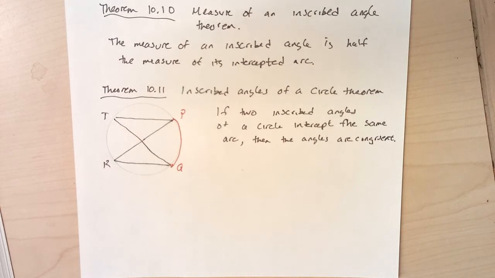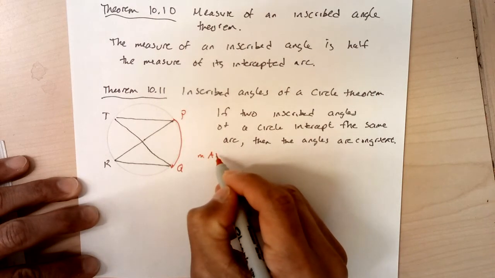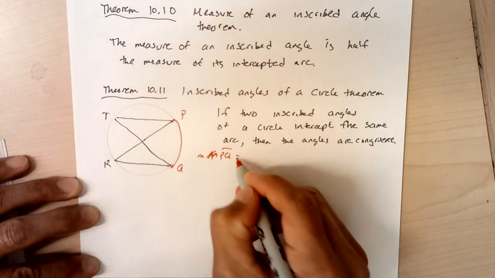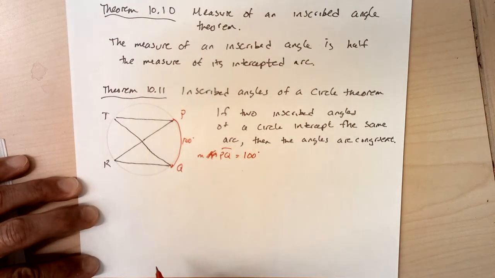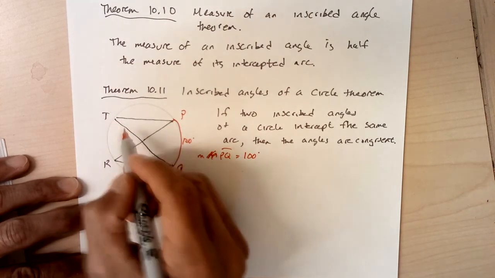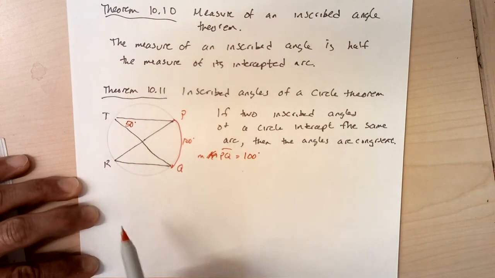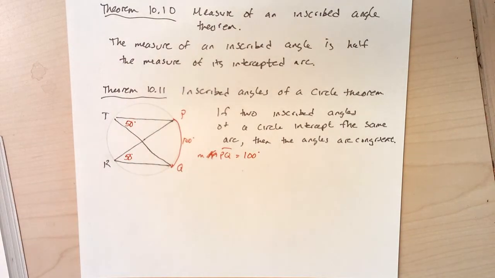If I were to go over a specific example, let's say the measure of arc PQ is 100 degrees. So this arc is 100 degrees. Then the measure of the inscribed angle PTQ would have to be half of that, 50 degrees. The measure of angle PRQ, another inscribed angle, would also have to be 50 degrees. Okay, the theorem states if two inscribed angles of a circle intercept the same arc, then they're congruent.